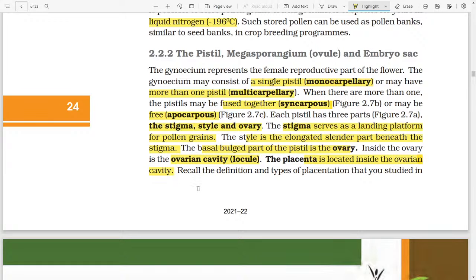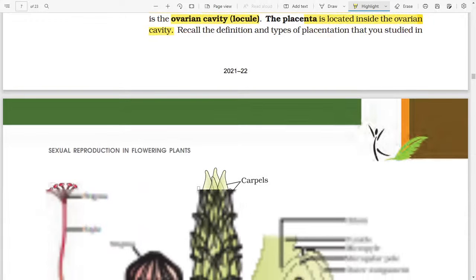Recall the definition and types of placentation you have studied in class 11th.